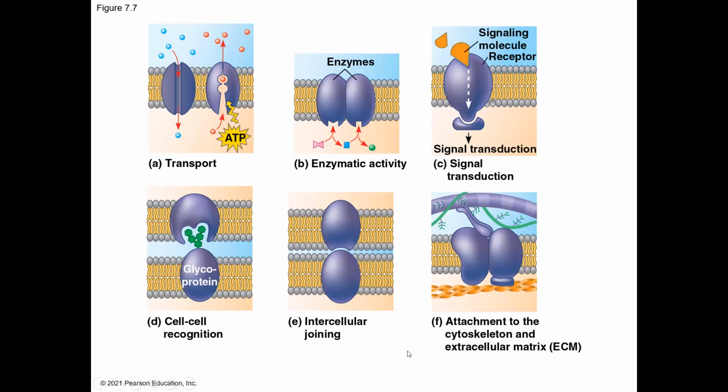There's intercellular joining. This is where cells can bind together. For example, this is also important in like the junctions, tight junctions, for example, where you can bind the two cells together by their intercellular joining proteins. Then, of course, there's attachments to the extracellular matrix, and so there's like the integrin peripheral proteins that it can attach to the fibers of the extracellular matrix.